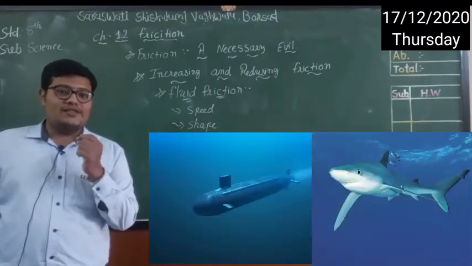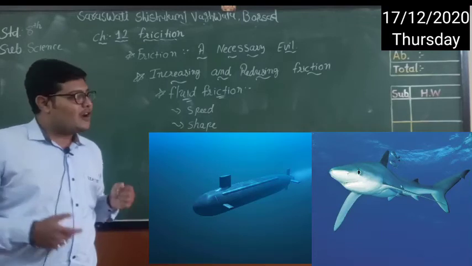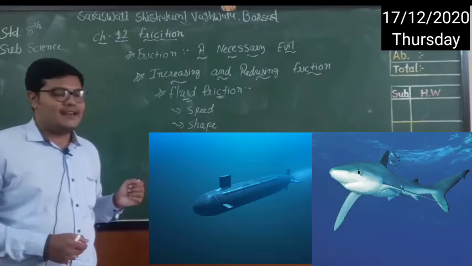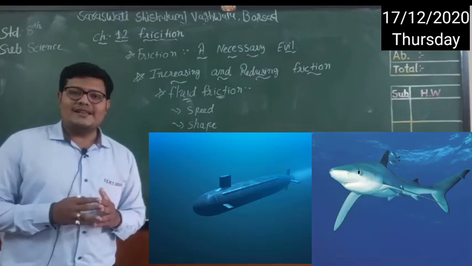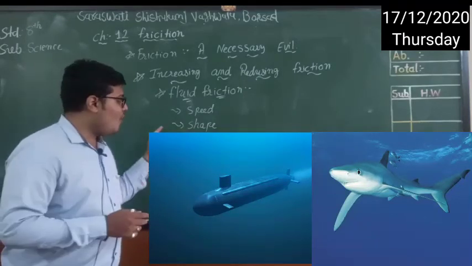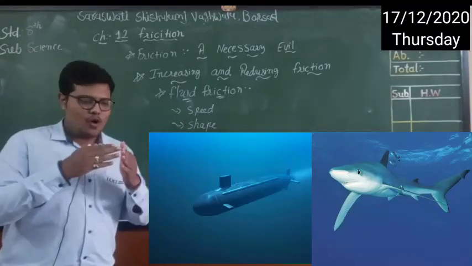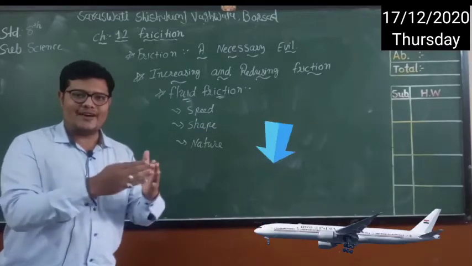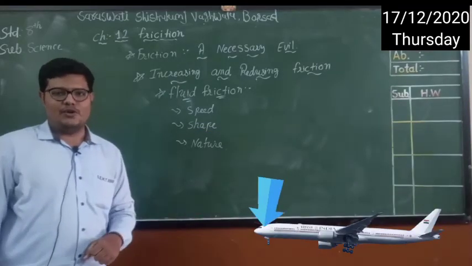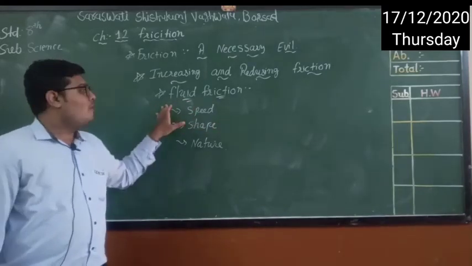Now see the submarine. Have you seen submarines? Yes. Okay. Have you seen fishes? Now compare the shapes of fishes and submarines. Both look similar. Most of the vehicles that we use to travel in fluids like water or air are always pointed on the front side. There is always a point, a narrow part on the front side. Here you can see in the picture. So this is how we can reduce the fluid friction.